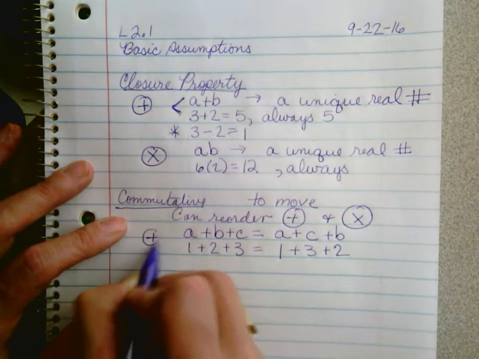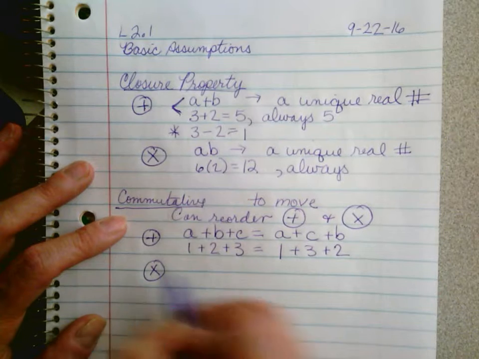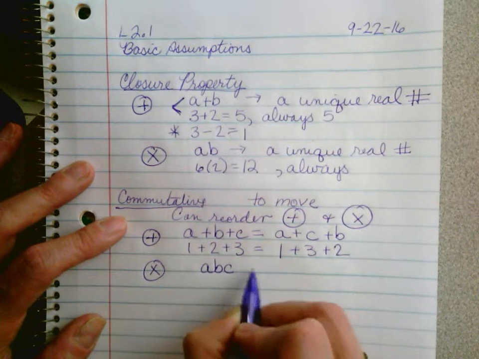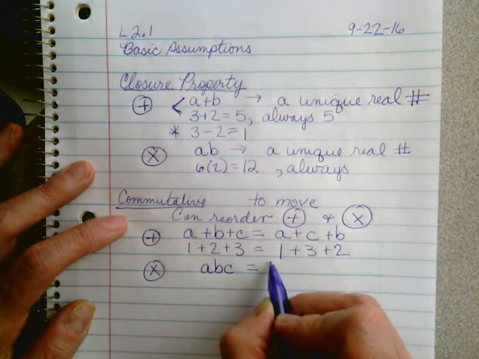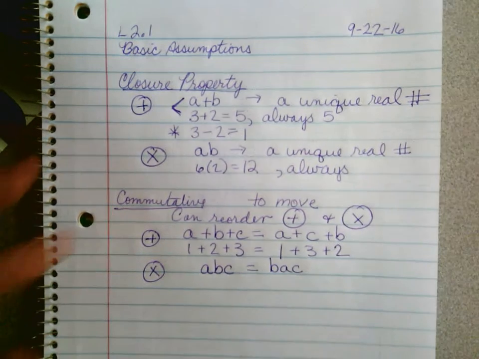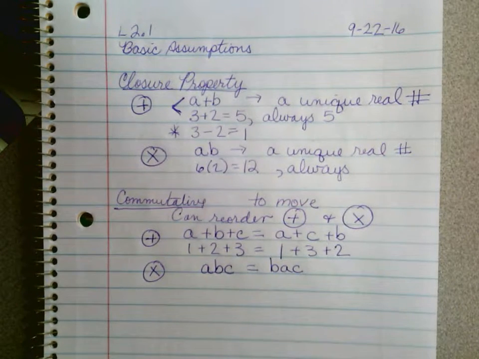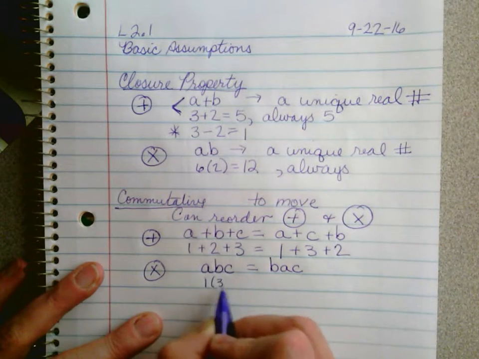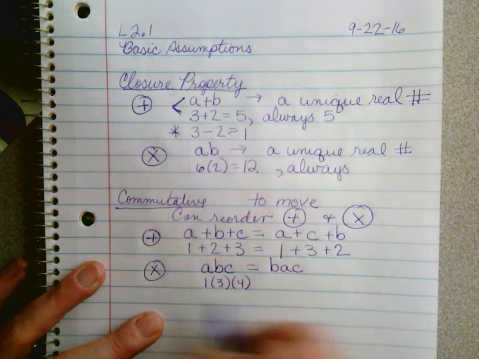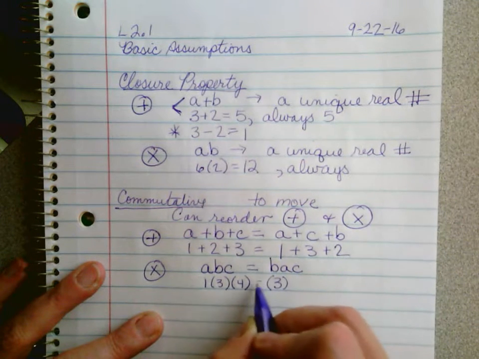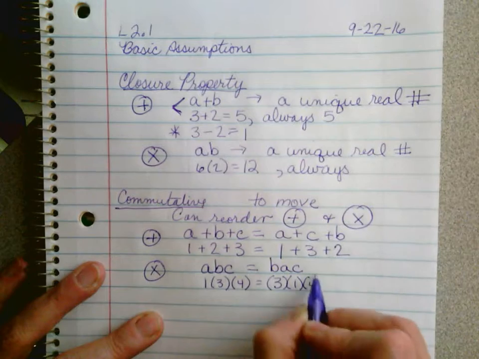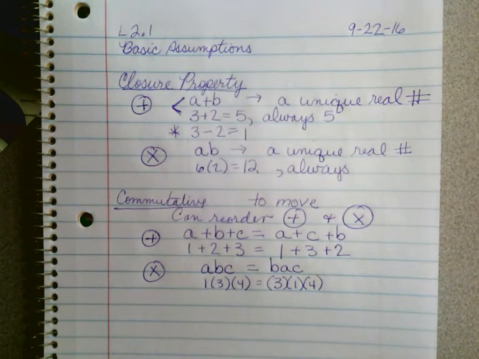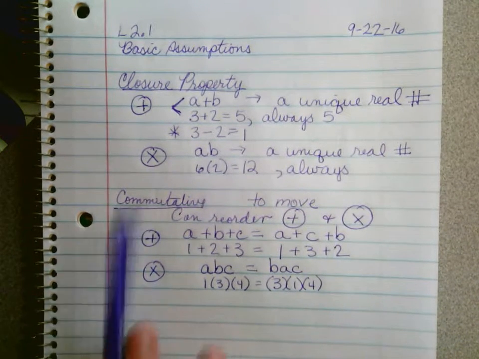So this is addition. In multiplication, the product of A and B and C is the same as the product of B and A and C. Again, your book gives 2-piece answers, A, B answers. I like showing it with 3. I feel like it clarifies a little more. So 1 times 3 times 4 is the same thing as 3 times 1 times 4. Not rocket science. That's what the commutative property allows us to do.